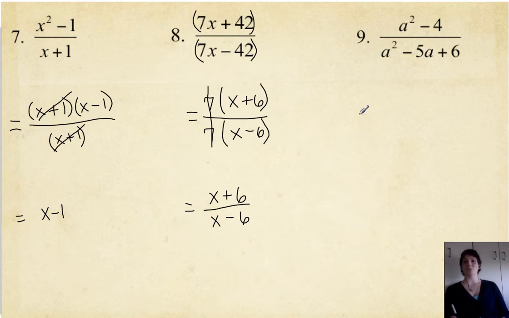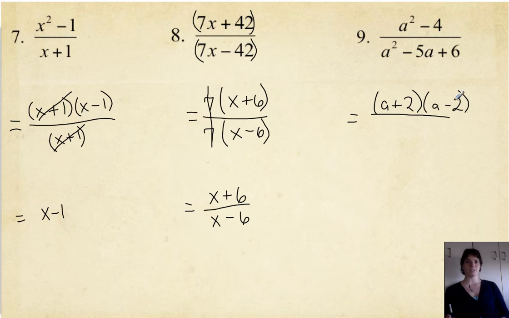Number 9 has both of these. Well, actually, it has a trinomial that needs to be factored, so let's do that one together as well. I think you've got the numerator. a squared minus 4 becomes the difference of perfect squares, so we need conjugates. a plus 2 times a minus 2.